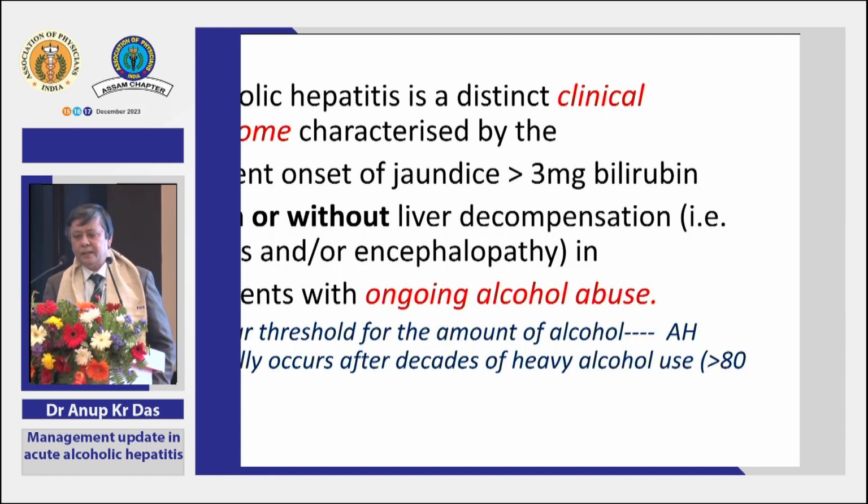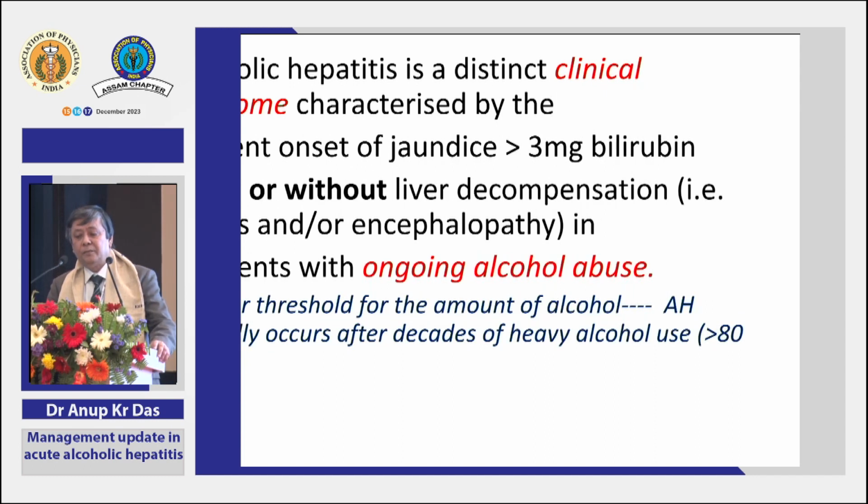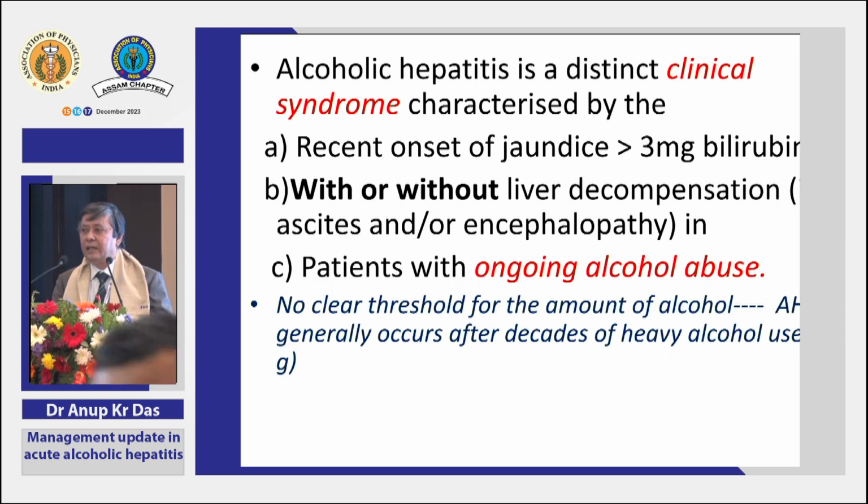This is a distinct clinical syndrome characterized by rapid onset of jaundice or worsening of jaundice of more than 3 milligrams of bilirubin, with or without liver decompensation. What is liver decompensation? There is ascites or encephalopathy. And the third criterion is patients with ongoing alcohol abuse at least in the last 2 months. So these 3 criteria must be present.